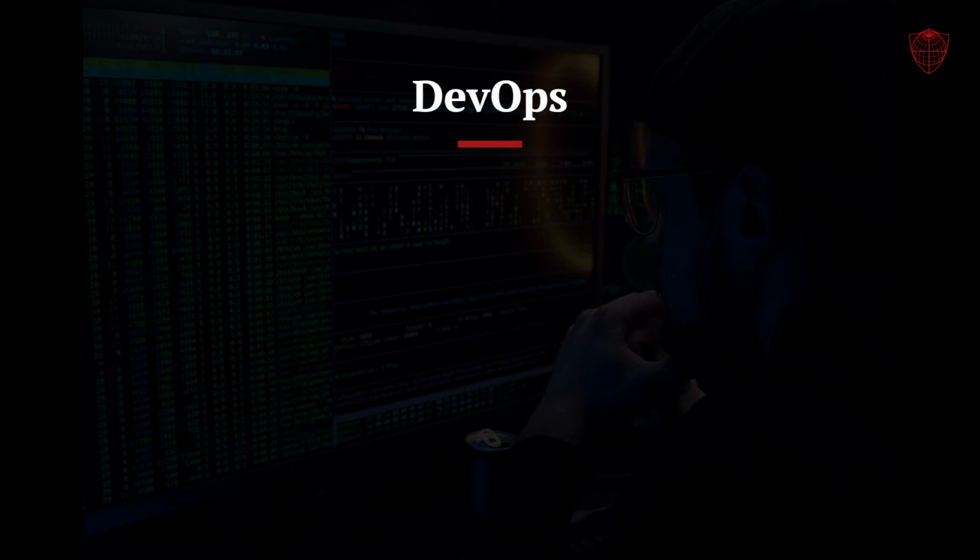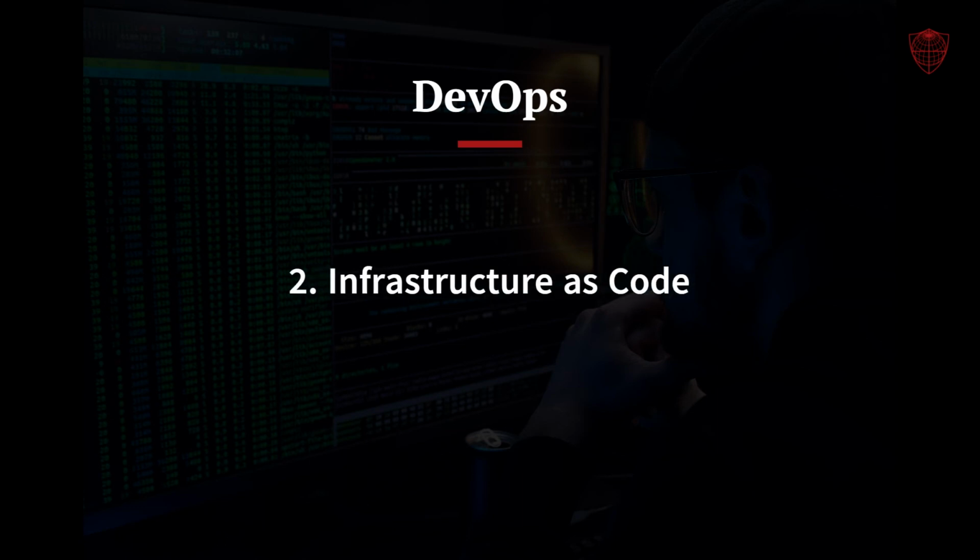Here are some examples of DevOps practices. 1. Continuous integration and continuous delivery, or CI/CD in short. CI/CD is a set of practices that automates the software development and delivery process. This allows teams to deliver new features and updates to customers more quickly and reliably via an assembly line approach called pipeline. 2. Infrastructure as code. Infrastructure as code is a practice of managing infrastructure using code. This allows teams to automate the provisioning and configuration of infrastructure, which can help to reduce errors and improve consistency.